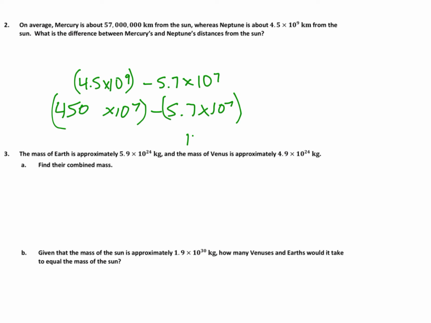This is going to give us 444.3. But it's not in scientific notation. I want 4.4, so that way it's still between 1 and 10. And since I went backwards and made my number smaller, I need to add 2 to my exponent.